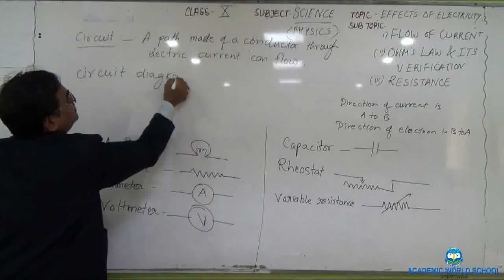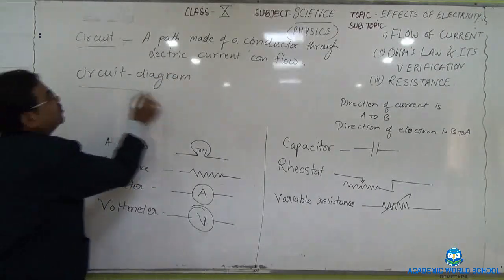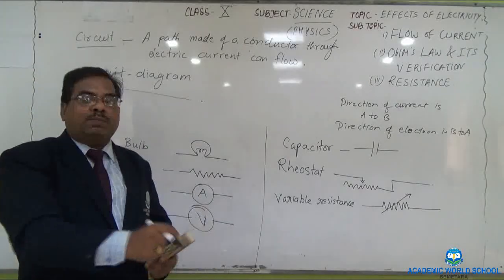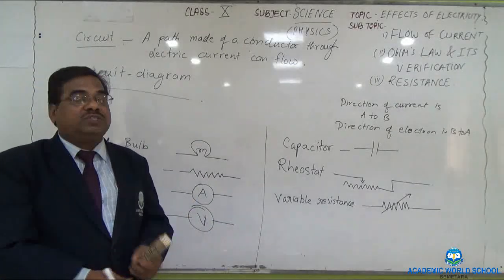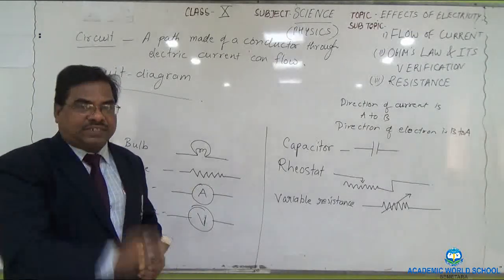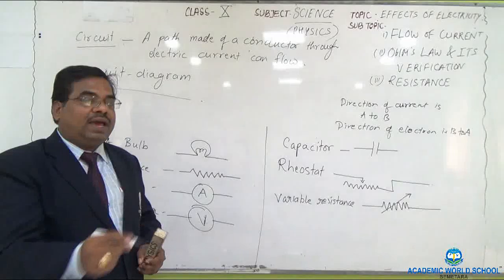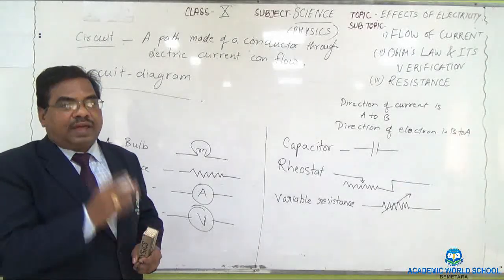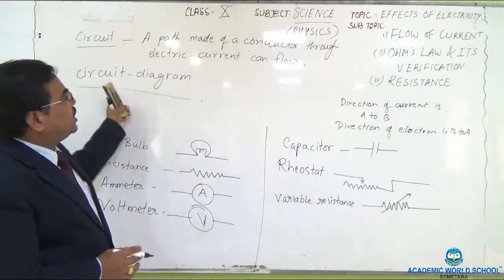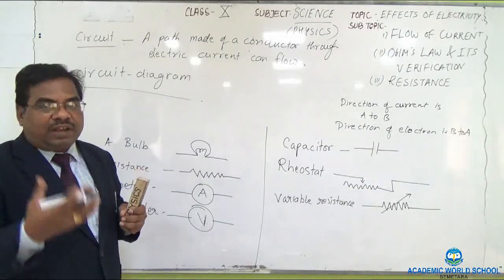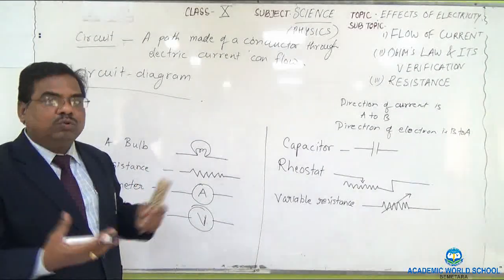There is a difference in circuit and circuit diagram. Circuit is a physical thing. When you connect a bulb, a cell with connecting wires, you can call it a circuit, you can touch it. But when the same thing is drawn as a diagram on a paper, that diagram is called circuit diagram. Circuit diagram is easy to share the idea through picture.